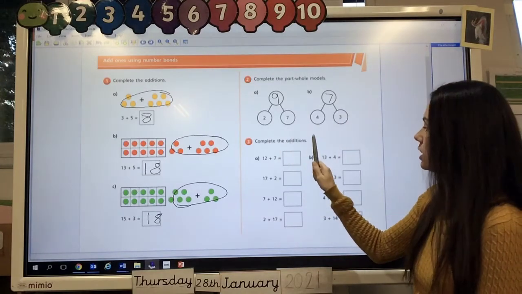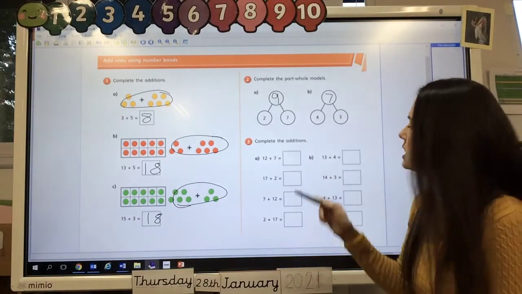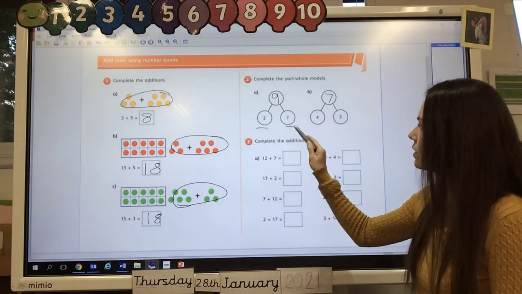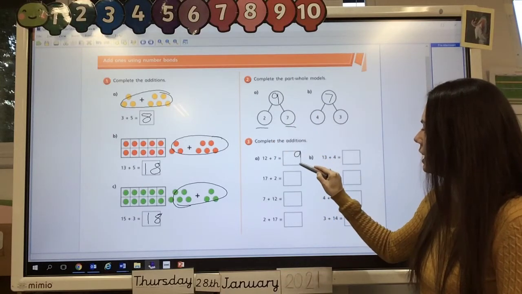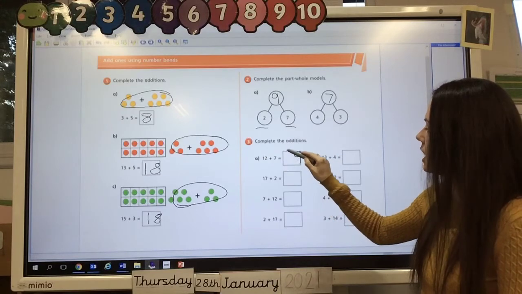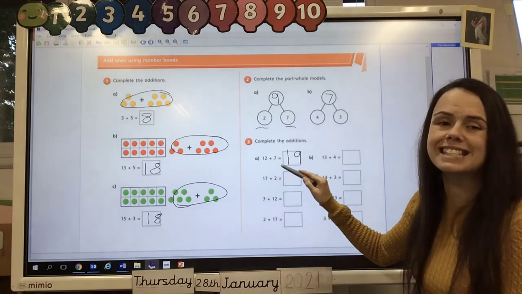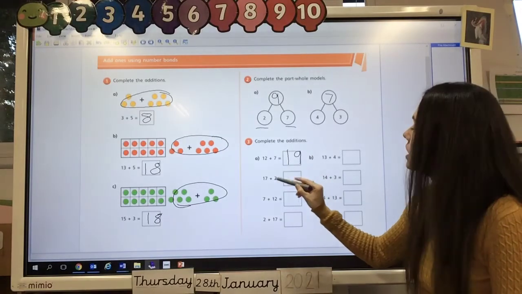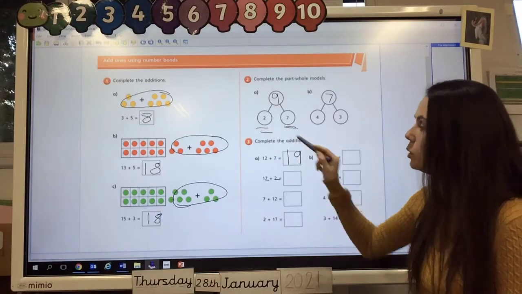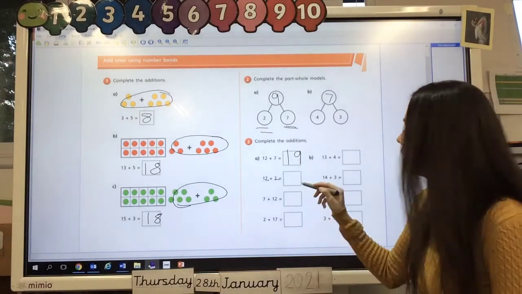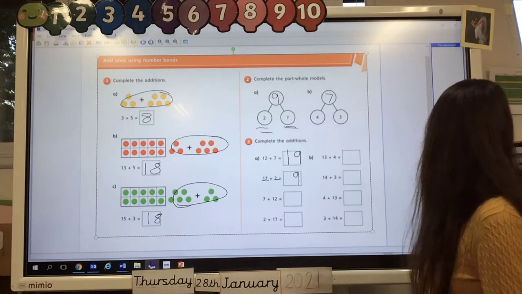Complete the addition. 12 add 7. So that's the same as having 2 add 7. So 2 and 7 make 9, so there's going to be a 9, and then we've got this 1 here. So that's 19. What about 17 add 2? So 17 add 2 is the same as 7 add 2, which makes 9. And then we need to add on the 10 that we've taken away.